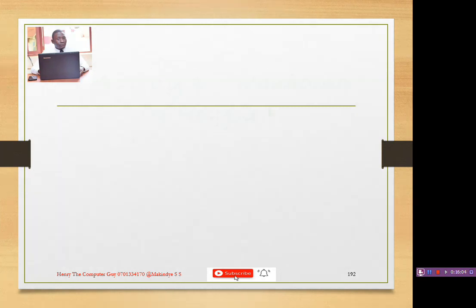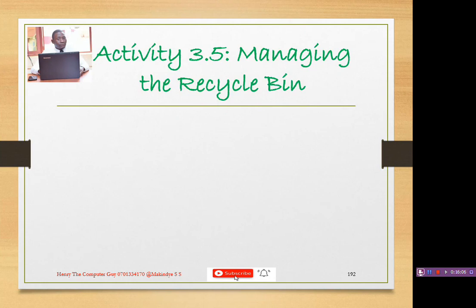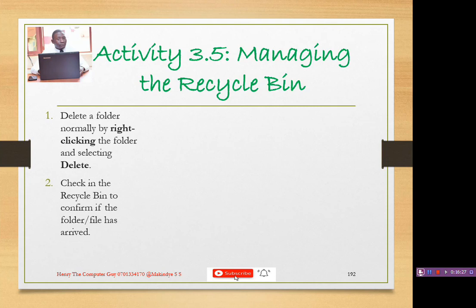We continue. And they're telling us we have activity 3.5, managing the recycle bin. How can we manage our recycle bin? We want to see how we can manage it. They're saying to delete a folder normally by right-clicking on the folder and selecting delete. Click on the recycle bin to confirm if the file or folder has arrived. That means that when you delete something, you have to go to the recycle bin and check.